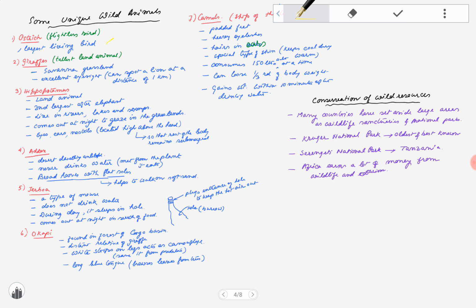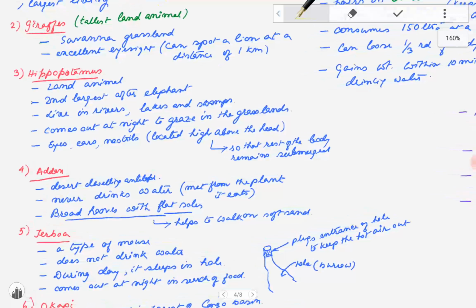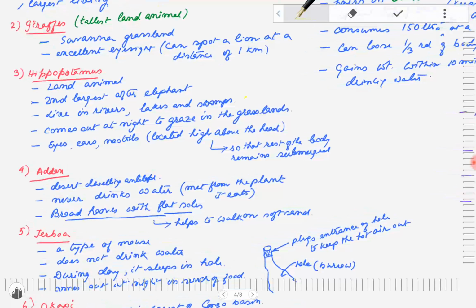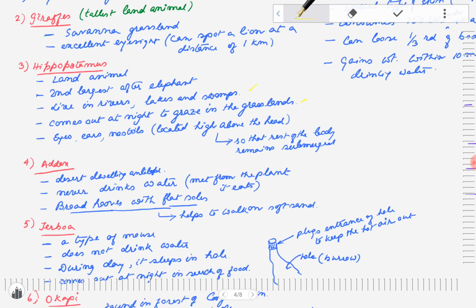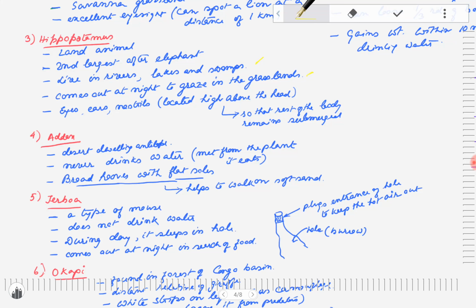Hippopotamus. This is a land animal, second largest after elephant. It lives in rivers, lakes, and swamps. It comes out at night to graze in the grassland. The eyes, ears, nostrils are located high above the head, so that the rest of the body remains submerged. When the body remains submerged in water, the eyes, ears, nostrils lie above the water.